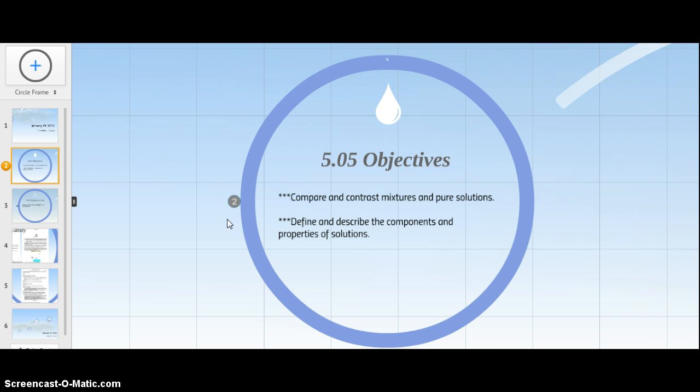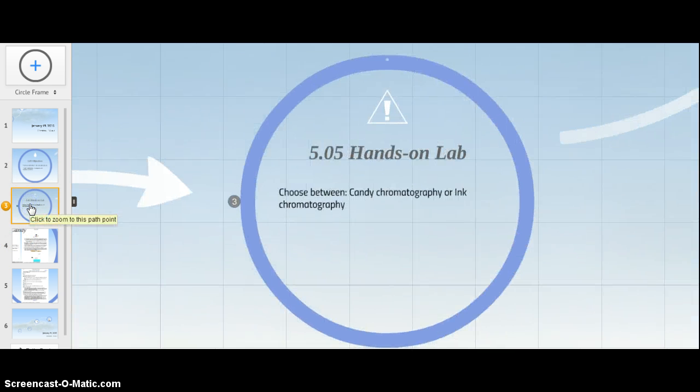The assessment for 505 is something that we have not done before, and it's actually going to be a hands-on lab. You're going to be doing a lab. You can do this at school, you can do this at home, really anywhere. I would probably recommend doing this one at home, because you are using some basic supplies that you find in your kitchen cabinets to do this lab.